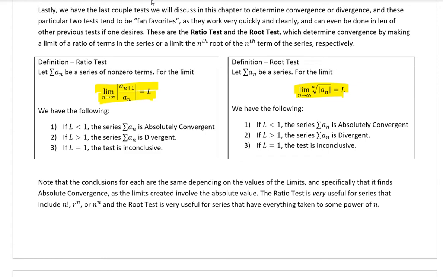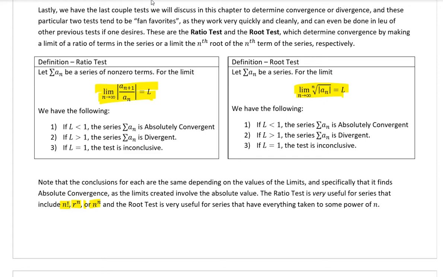You will typically use the ratio test whenever you see any constant taken to an unknown power of n, or n taken to some constant power, or if you see factorials. Those are usually the three common things to look out for with the ratio test. I even have those noted here: n factorial, r to the n, or n to the n, where r is some constant. If you see any of those, the ratio test is a pretty good idea.